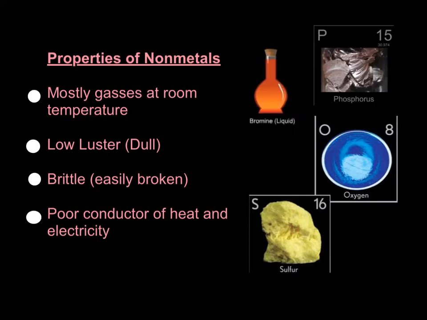Most of the time they're gases at room temperature. They have low luster, meaning they're dull, they're not shiny. They're brittle, meaning easily broken. And they're poor conductors of heat and electricity. This is going to be really important to know the difference between metals and nonmetals on your lab this week, because you're going to have to determine whether or not something is a metal or a nonmetal.